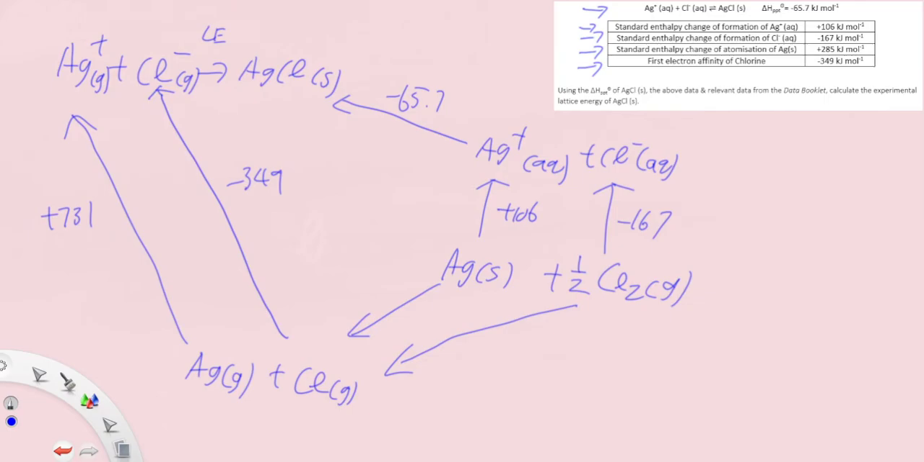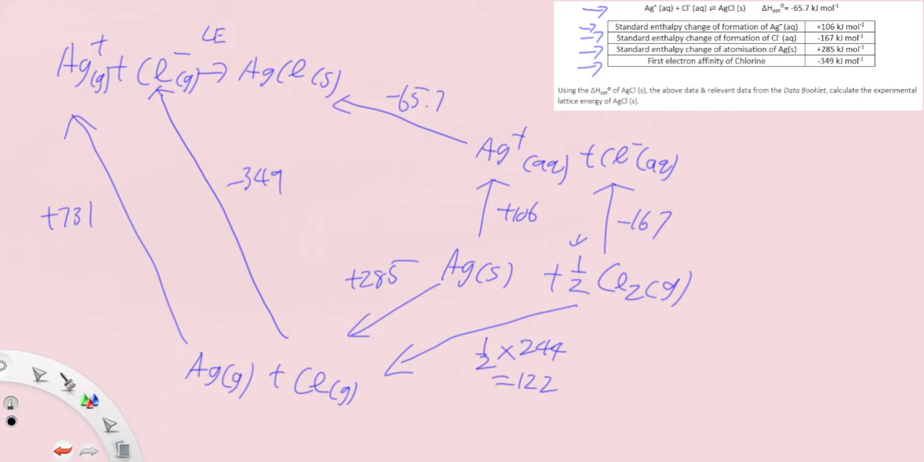Because you're breaking a bond, it is endothermic, absorbing energy. And because you're breaking only half a mole, it's half times the bond energy of Cl-Cl, half times 244, which equals 122. Atomization of solid silver would be plus 285. Okay, so we are done. Now we just need to calculate everything.